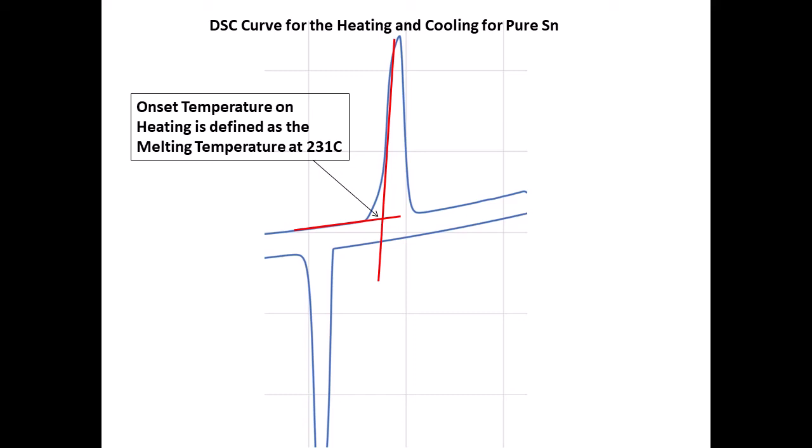Now, from this data, we can also extract the melting temperature. This is done in a similar fashion to what we did previously for the TGA data for the Curie temperature measurements. We're going to use the intercept between two lines drawn tangent to the heating profile at the melting temperature. The two red lines shown here are the tangent lines, and where they intercept defines the melting temperature, here to be 231 degrees C, the melting temperature of tin.